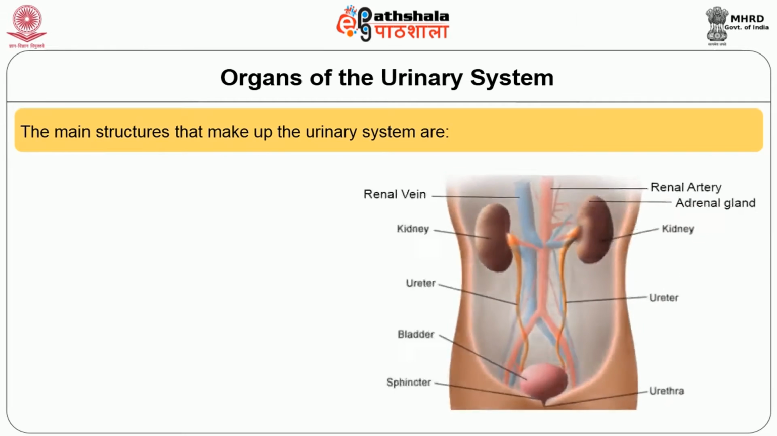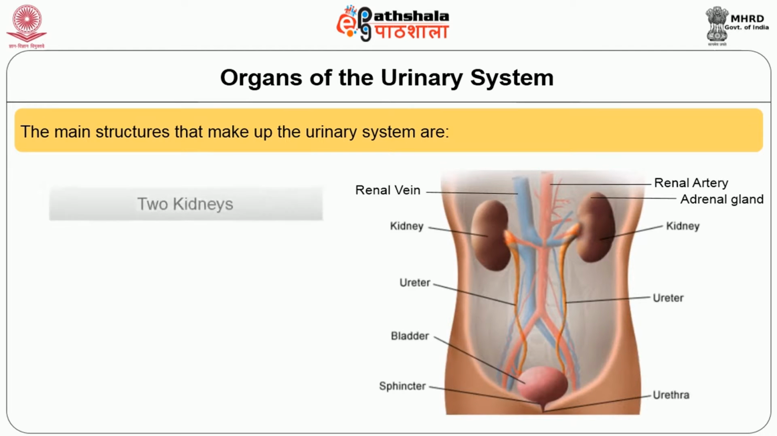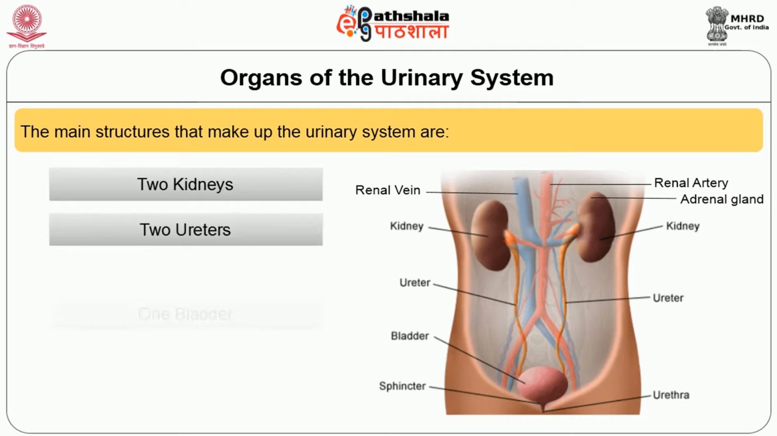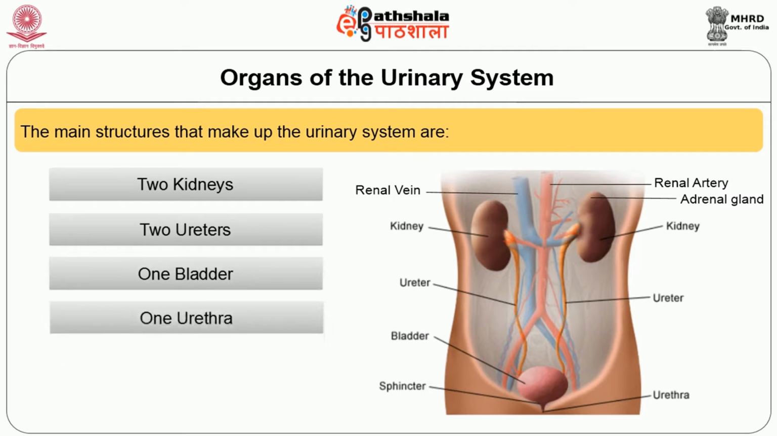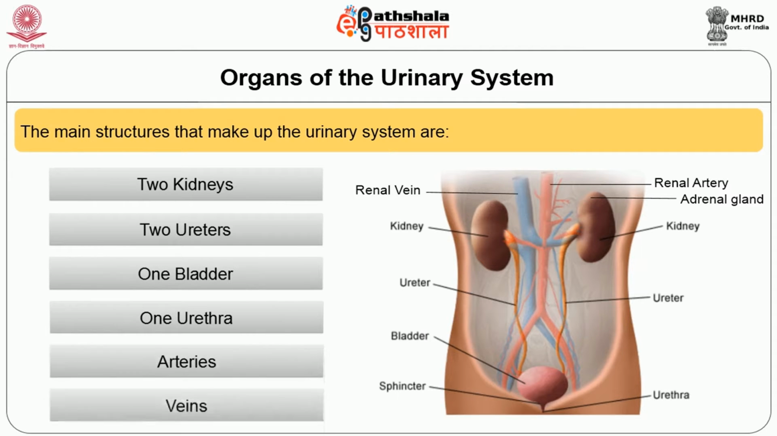The main structures that make up the urinary system are the two kidneys, which are bean-shaped structures. Each kidney contains 1 to 1.3 million nephrons. There are also 2 ureters, 1 urinary bladder, 1 urethra, arteries and veins. The ureter connects the kidney to the bladder. The bladder is the storage organ for urine. When the bladder is sufficiently full, the person experiences the urge to urinate. Thereafter, urine is excreted to the outside of the body through the urethra.